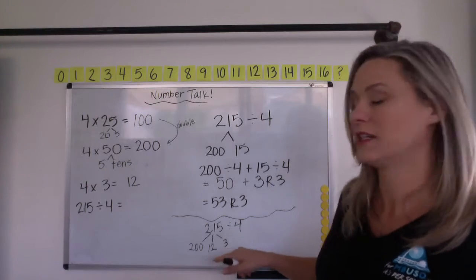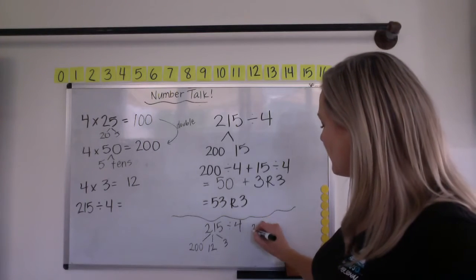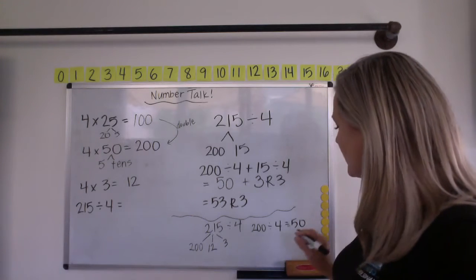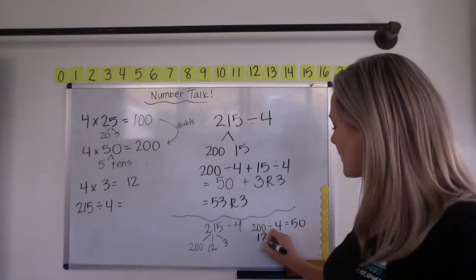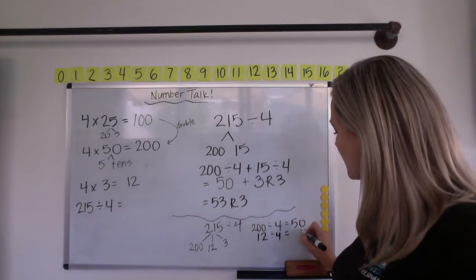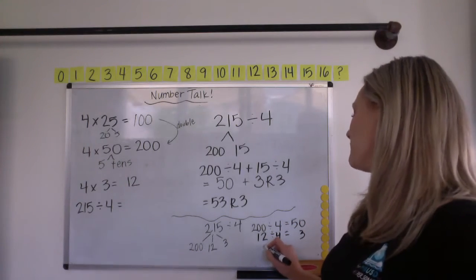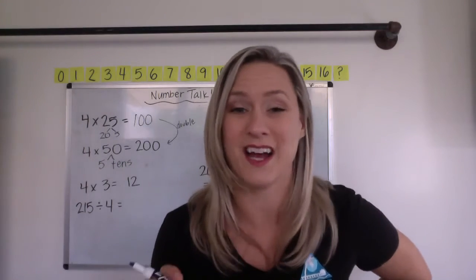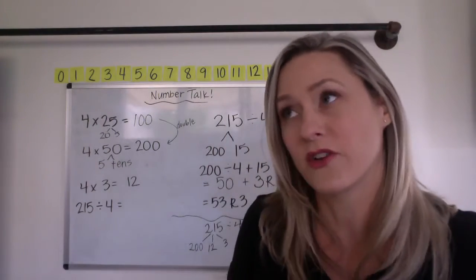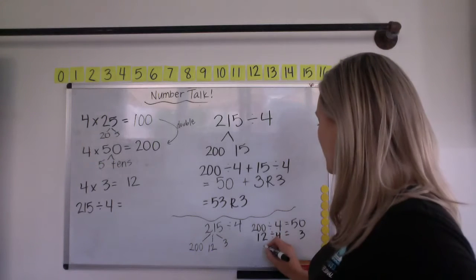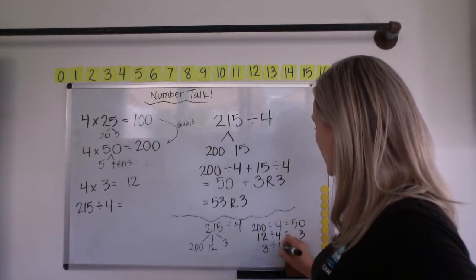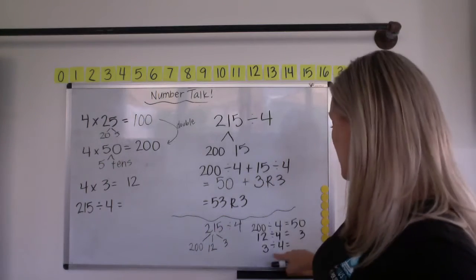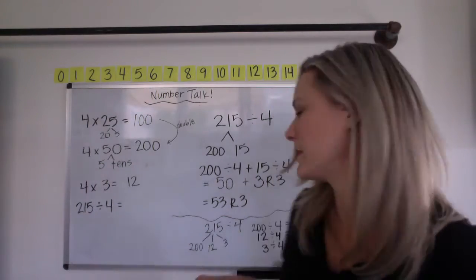That's the remainder. So 200 divided by 4, maybe you were like, I know that's 50. 12 divided by 4 is 3. And then 3 divided by 4 is going to give us something that is not a whole number. It's going to give us a fraction. So that's just our remainder. So 3 divided by 4 is going to give us our remainder. So it could be a fraction, 3/4, or we could just write remainder 3.